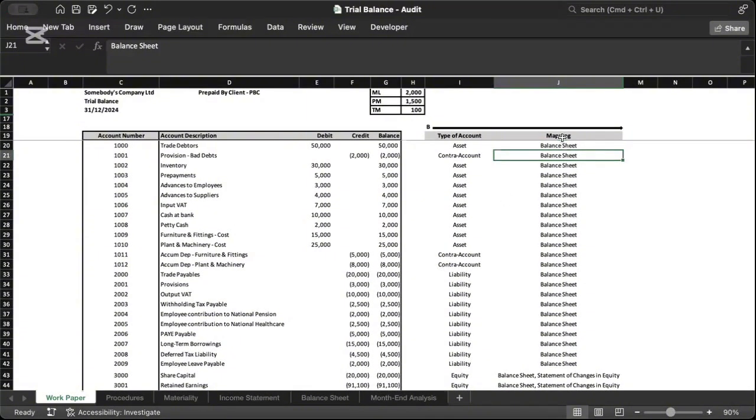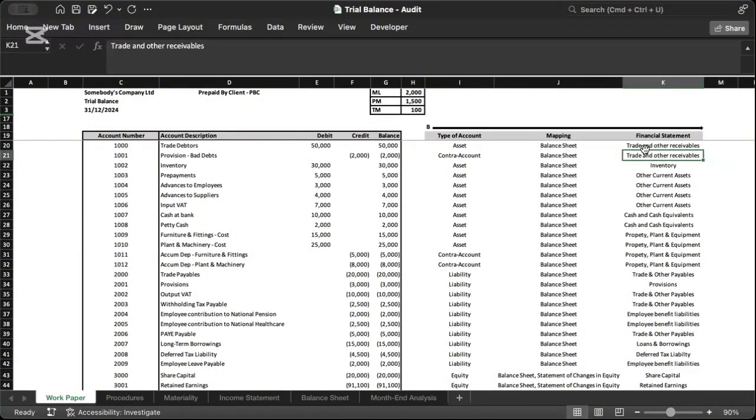Now that we've done the mapping, we also want to further classify where these items are going to be in the balance sheet. So now that we've identified the mapping, we now have to say where trade debtors will go. According to the accounting framework that you use, you have to check. I'm going with IFRS, so the line items, again, you have to remember current assets, the difference between current assets and non-current assets, current liabilities, non-current liabilities, and things like that.